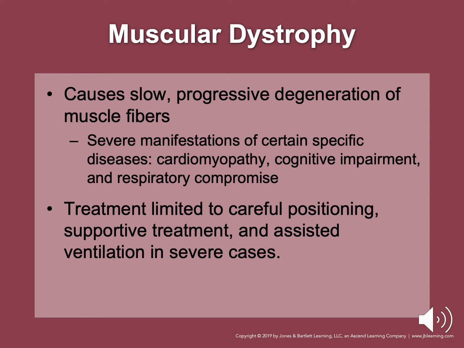All right, muscular dystrophy is an incurable genetic disease that causes a slow, progressive degeneration of the muscle fibers. Severe manifestations of certain specific diseases include cardiomyopathy, cognitive impairment, and respiratory compromise. DMD is the most common type and chiefly affects males. Treatment is limited to careful positioning, supportive treatment, and assisted ventilation.